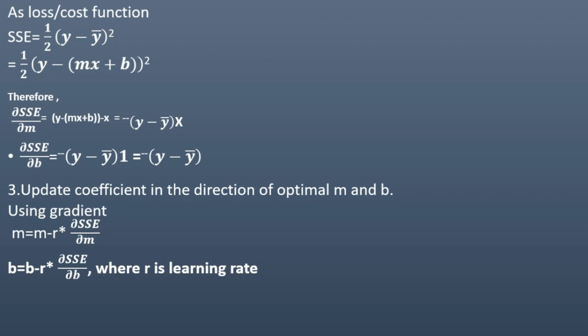Now what we have to do? We had already chosen initially b and m. Now we have to update the coefficients in the direction of optimal m and b. So new m will be old m, what we have taken as initial one, minus r into the partial derivative. R is your learning rate. Similarly, b is equal to b minus r into the partial derivative. Okay, so you'll get the new values of m and b.